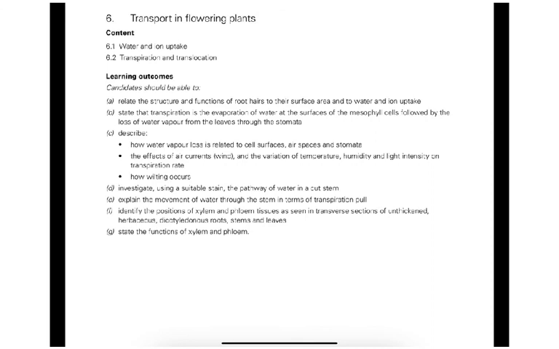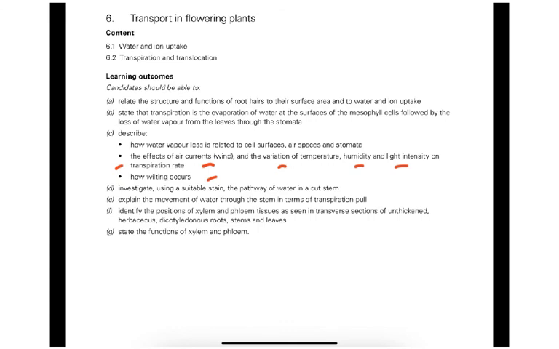First, it said relate the structure and function of the root hair, which I just did in the end. Then it says state that transpiration is the evaporation of water at the surfaces of the mesophyll cells, followed by the loss of water vapor from the leaves through the stomata. Then the next part says describe how water vapor loss is related to cell surfaces, air spaces, and stomata, which I've discussed. Then the effects of air currents, variation in temperature, humidity, and light on the rate of transpiration. There are again experimental procedures, then how wilting occurs. Then investigate using a suitable stain the pathway of water in a cut stem.